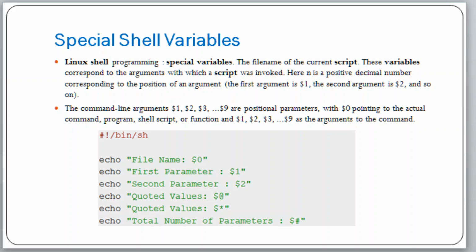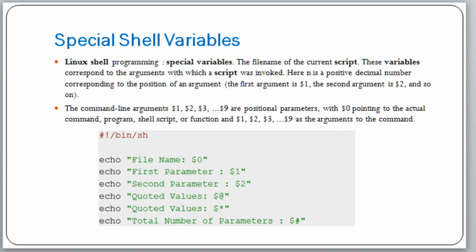So let's actually look at special shell variables. In Linux shell programming, there are special variables. The file name of the current script, and these variables correspond to arguments with which a script was invoked. Here is a positive decimal number corresponding to the position of an argument. The first argument is $1, the second argument is $2, and so on. So the command line arguments, variable 1, variable 2, variable 3, all the way to 9 are positional parameters, with 0 pointing to the actual command, program, shell script, or function, and 1 through 9 are the arguments to the command.